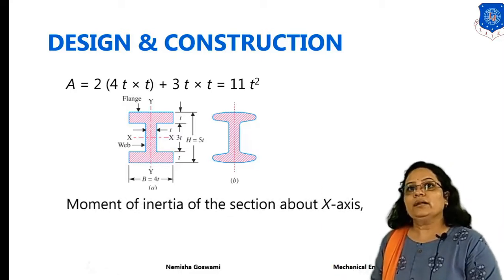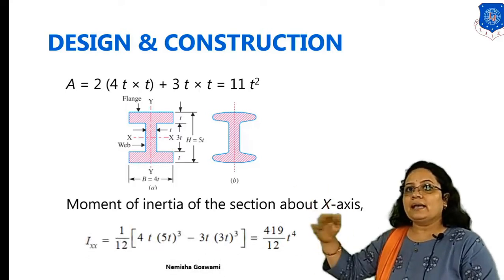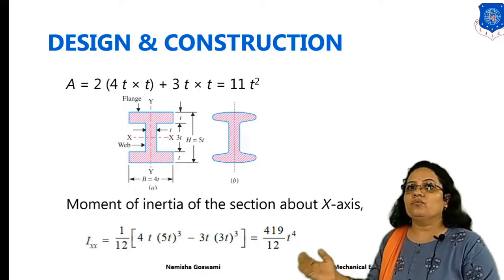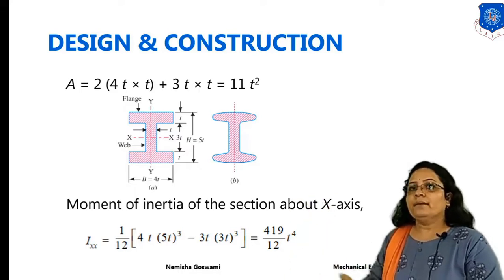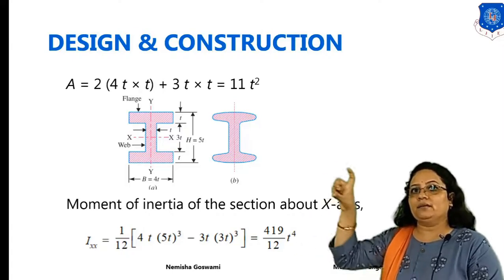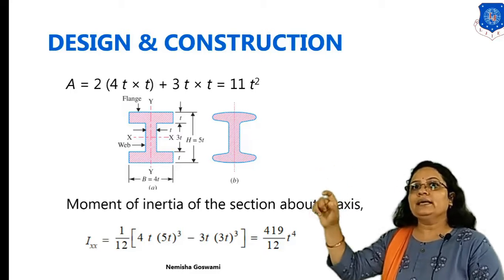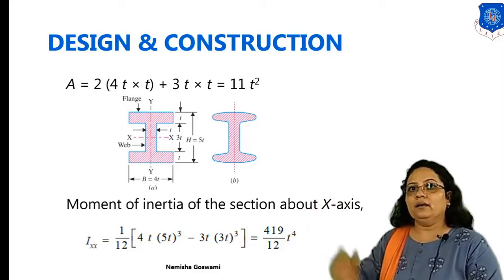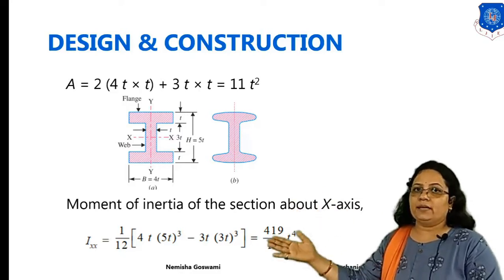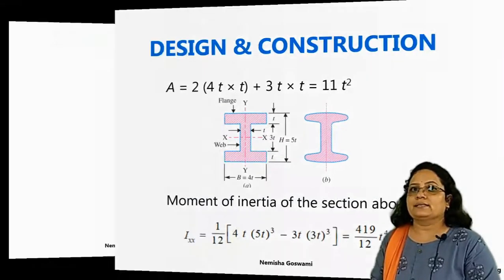Now, what is the moment of inertia about the x-axis? So you have to consider from the baseline. So this is equal to 1 upon 12 into (4t multiplied by 5t height cube) minus the middle portion, 3t multiplied by 3t whole square, right? So by using this mathematical formula, you can find out the moment of inertia about the x-axis.